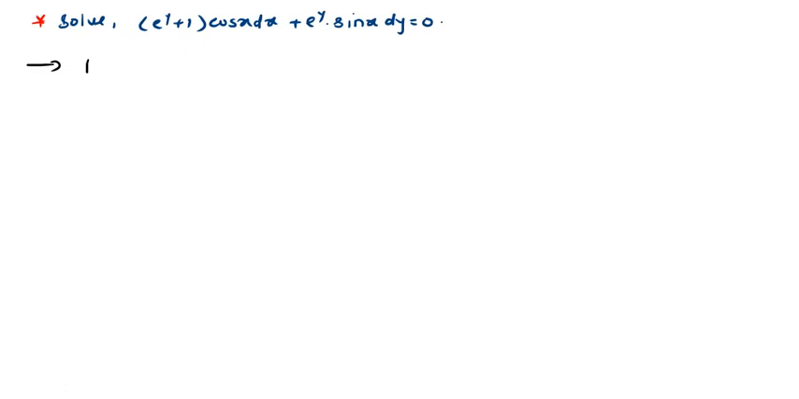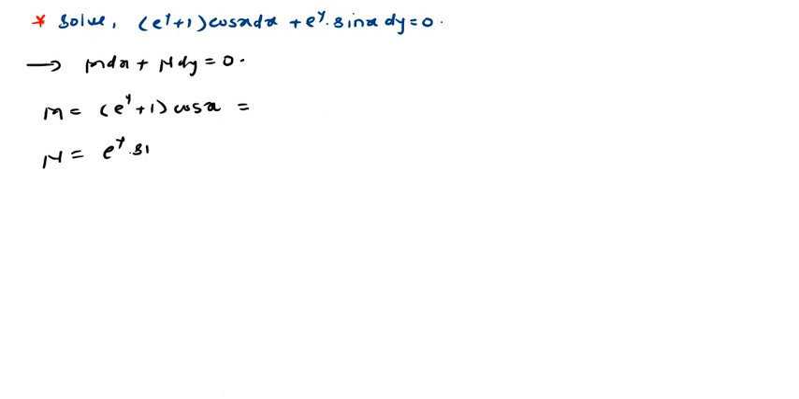Again comparing this with our standard differential equation, M dx plus N dy equal to 0. So again see what is M. M is (e to the power y plus 1) into cos x. I can take this cos x inside the bracket, or if you do not take it, then also it is fine, you can directly find its derivative. What is N? N is e to the power y into sin x.